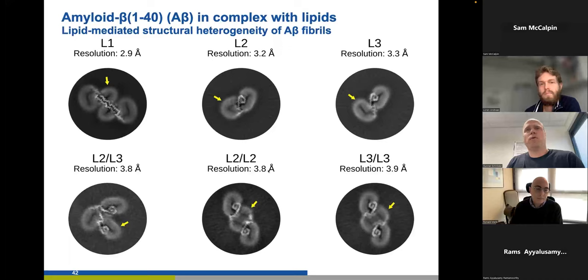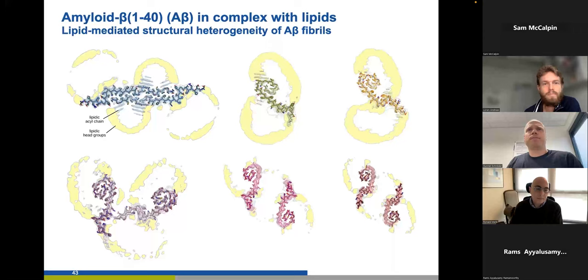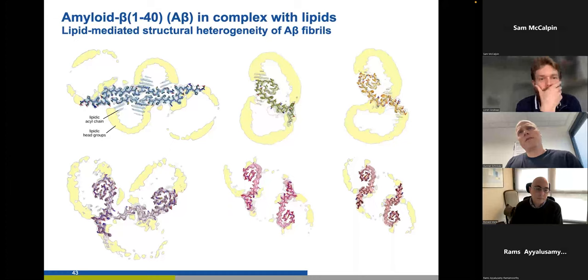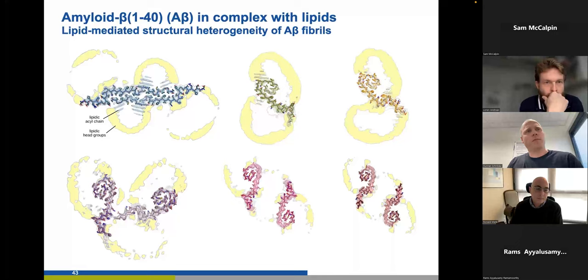And we again see what we call the L2 and L3 fold, they are slightly different. Here they have a kink at a slightly different site, so they look similar at first. They have the same C-terminal turn that we have seen in the other structures as well, and then they extend a little bit differently here. There are some subtle differences, and this one is actually a mixture of the L2 and L3 fold that forms this really weird fibril that is stabilized by the lipids.